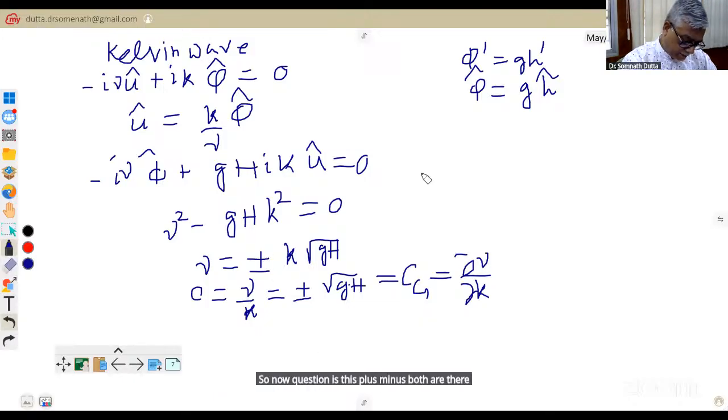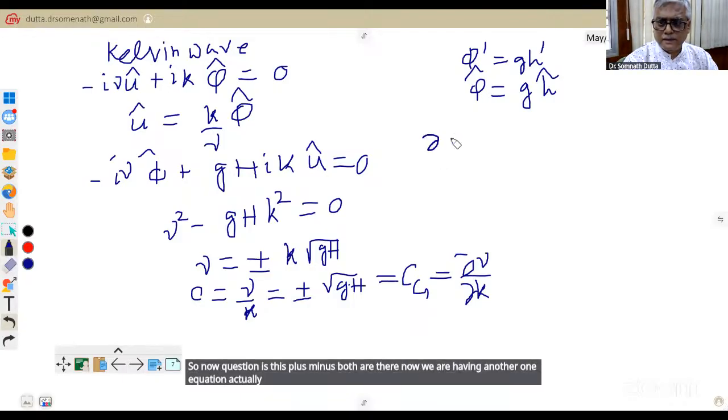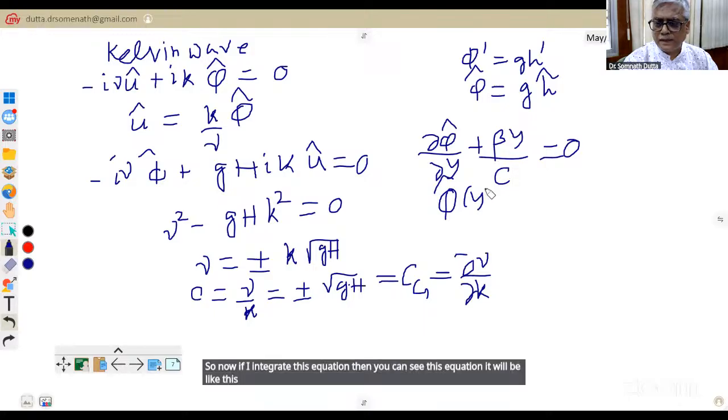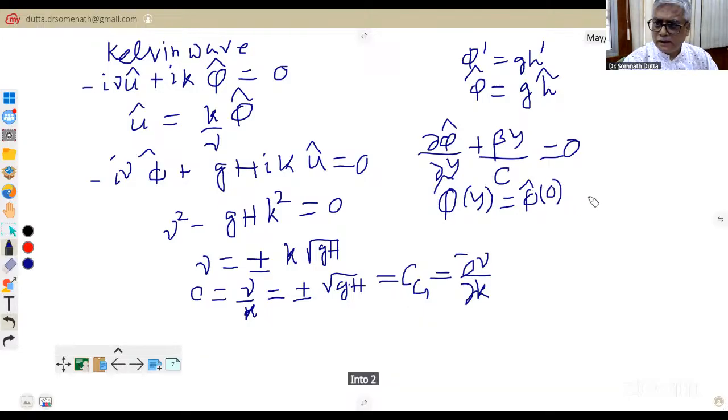Now we are having another equation actually. That equation is ∂φ̃/∂y + βy/c = 0. Now if I integrate this equation, you can see it will be like this: φ̃(y) = φ̃(0) e to the power minus βy² by 2c.